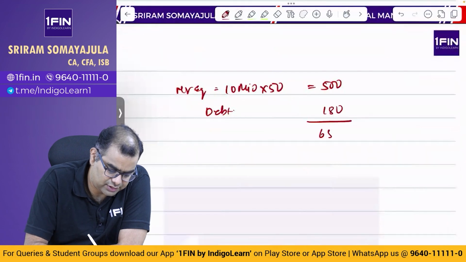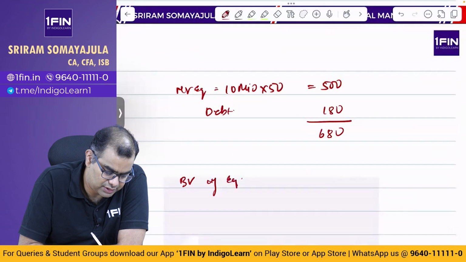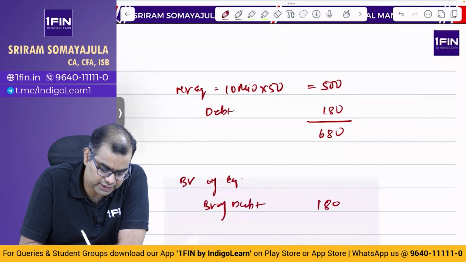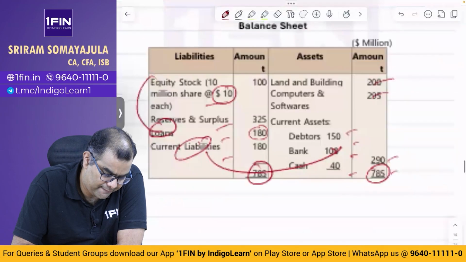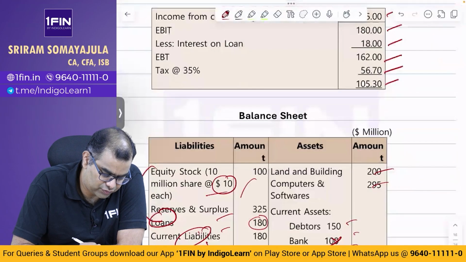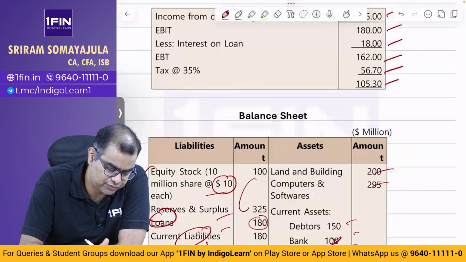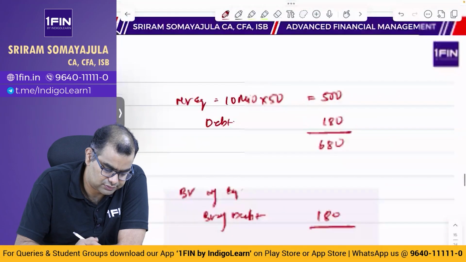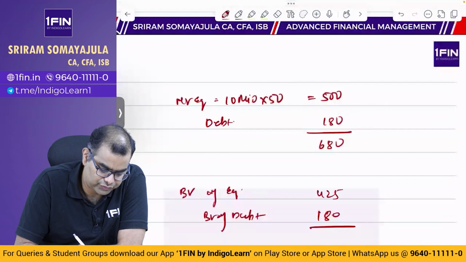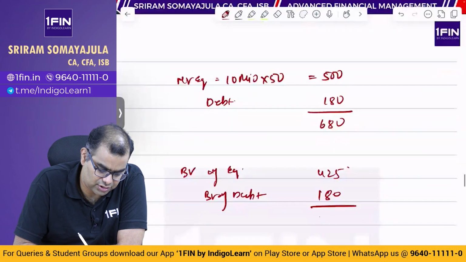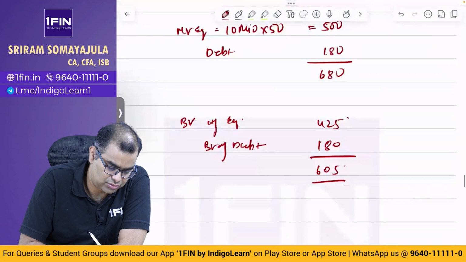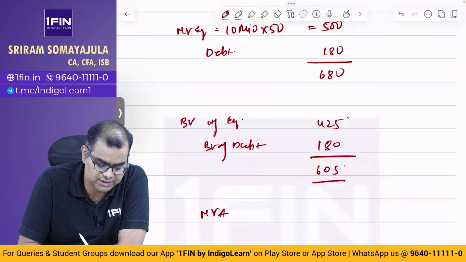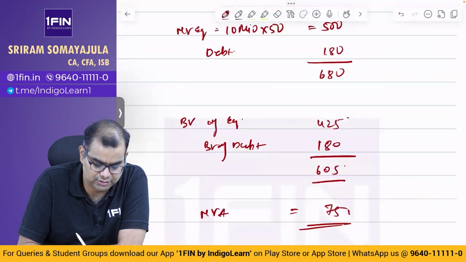This is 680. Book value of equity and book value of debt. Book value of debt is 180. Book value of equity is 100 plus 325, which is 425. So this will be 605. So market value added is equal to $75 million.